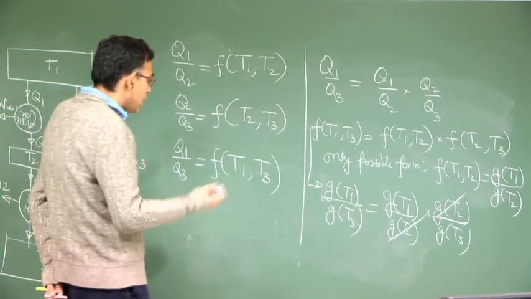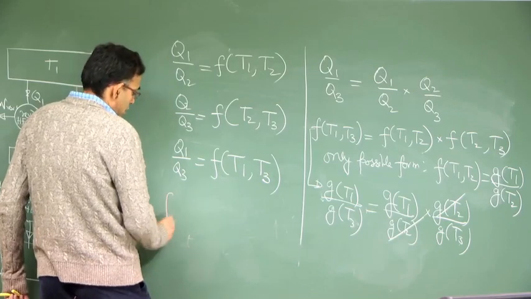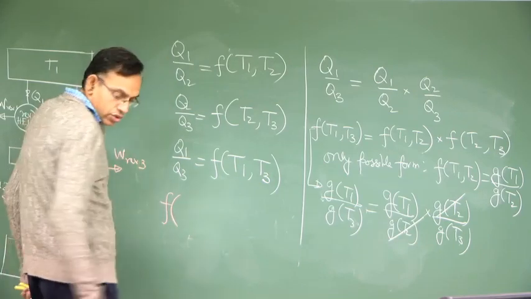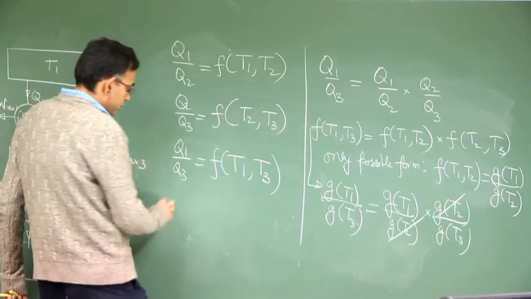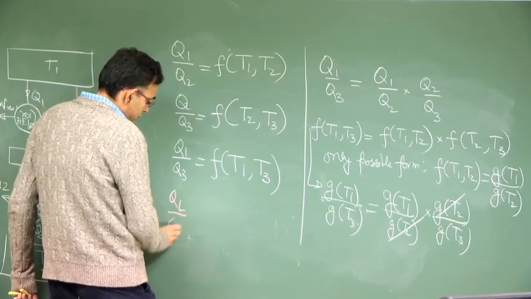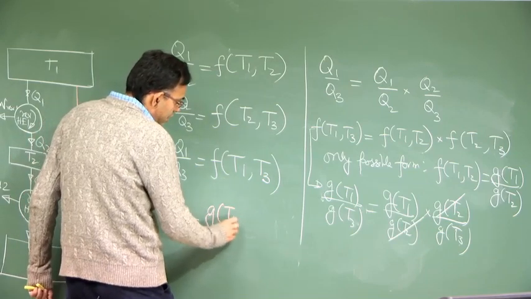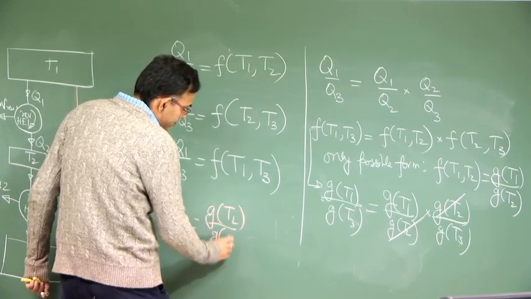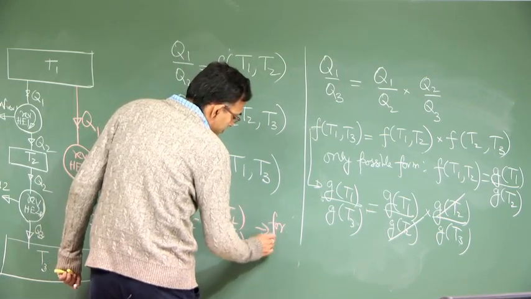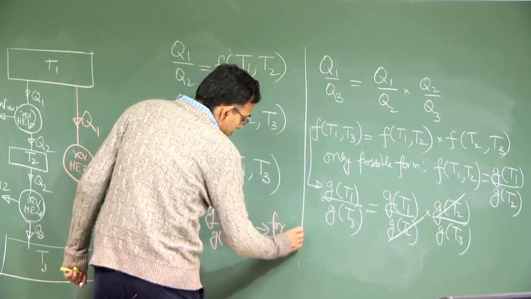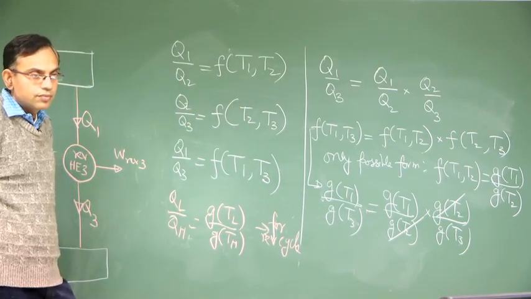So, to generalize we can write F(QL by QH) is g(TL) by g(TH) for a reversible cycle. Right.